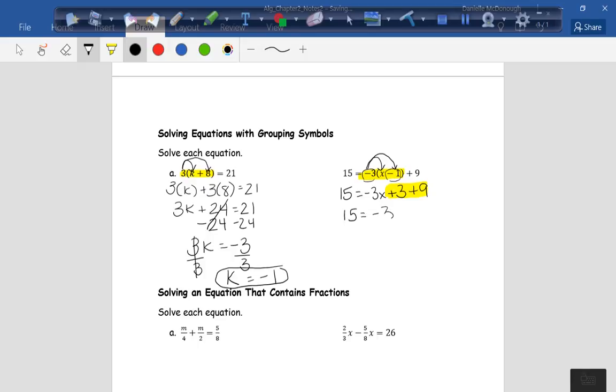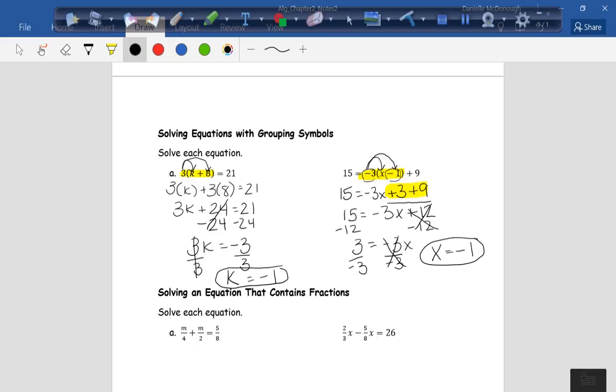15 equals negative 3x, and this is a positive 3 plus 9, and a positive 3 plus 9 is going to give us a positive 12. Well, now look, are we back down to our two-step equation? So we're going to subtract 12 on both sides. So now I have 3 is equal to negative 3x. And then to solve for our x, we're going to divide by negative 3 here. So now we're going to have x is equal to, well, 3 divided by negative 3 is negative 1.